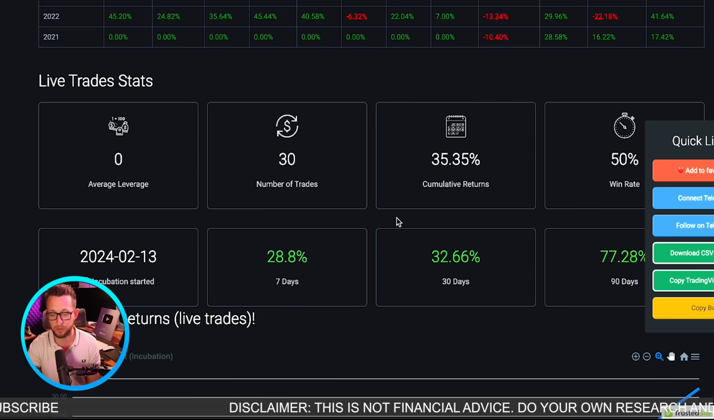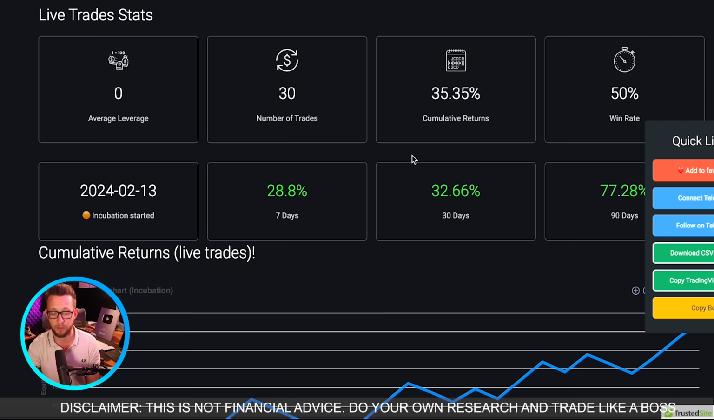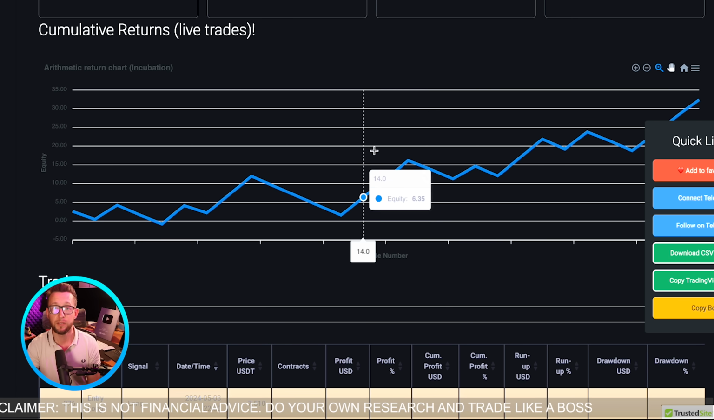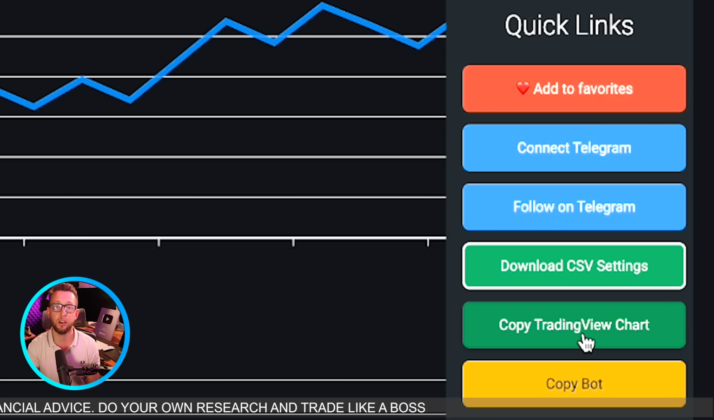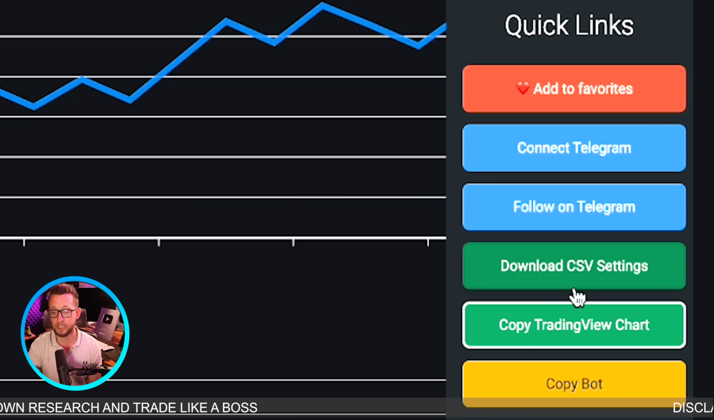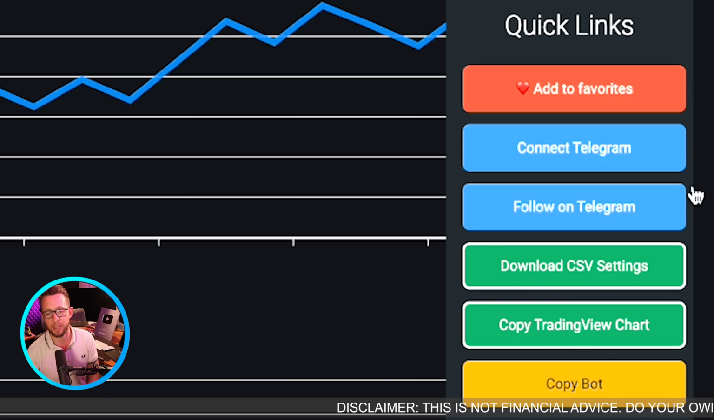You can see how well it's performed over the last 7 days, 30 days, and 90 days. You have the win rate, you have all of the wonderful things that you would expect from a good forward testing journal. You can also press here to click and copy the trading strategy chart so you can get all of the settings over to your Tradingview, or you can press copy bot and actually set up bots directly inside my site and it will automatically copy all of the signals sent from that trading strategy.